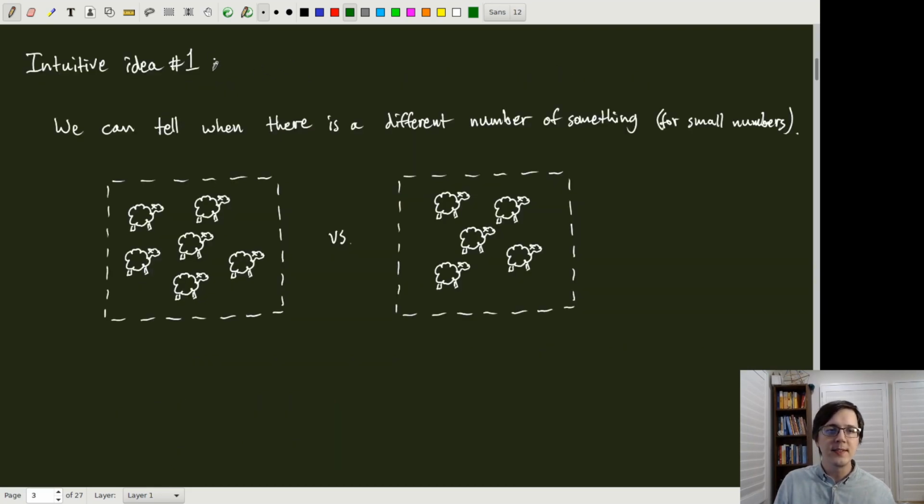Okay, let's start with intuitive idea number 1. And I really do mean intuition, it's this mental apparatus that we have, which allows us, just by looking at two different groups of objects, so long as there aren't that many of them, to tell when there are a different number of them. Who knows why we have this capability? Some people think it's because of parents wanting to be able to count their young so that they know that none of them have been misplaced. But it is something that we have. So anyway, without counting, the second one here has one fewer sheep in the pen.